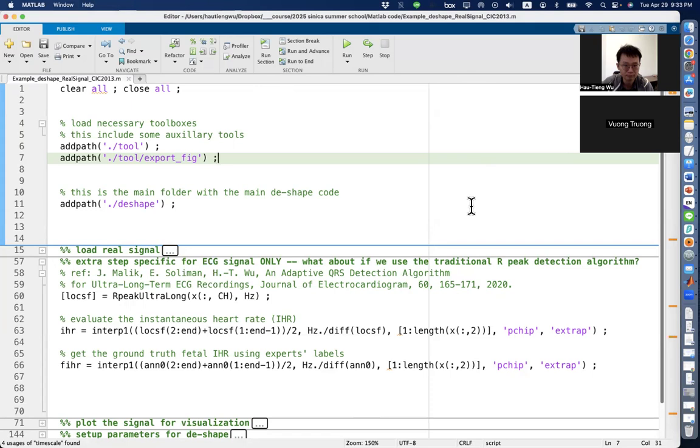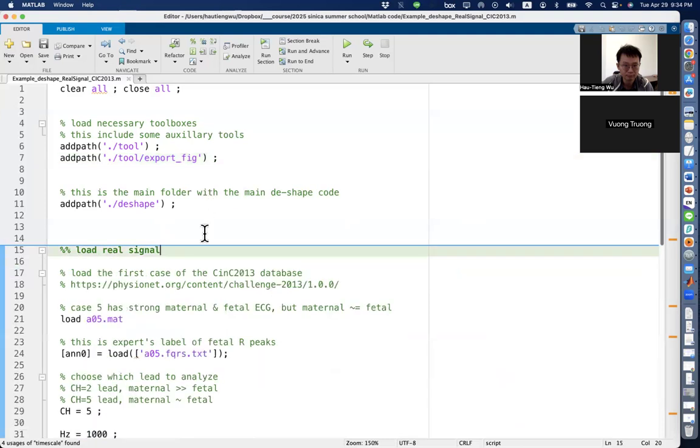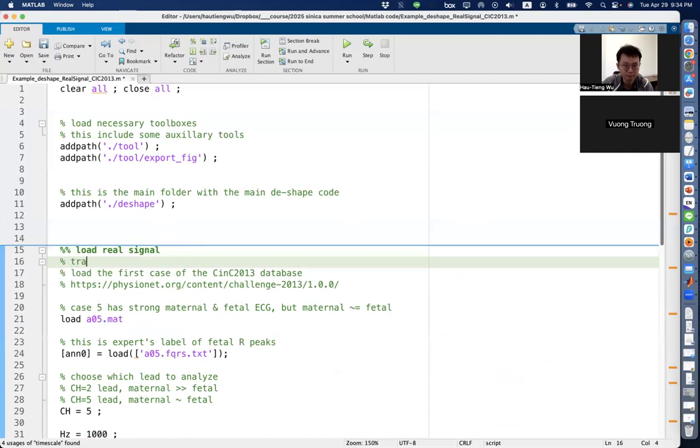I will give you a quick run-through of how to utilize the Dshape algorithm to analyze some real data. Today I will focus on analyzing the trans-abdominal maternal ECG signal. So this is the trans-abdominal fetal maternal ECG.